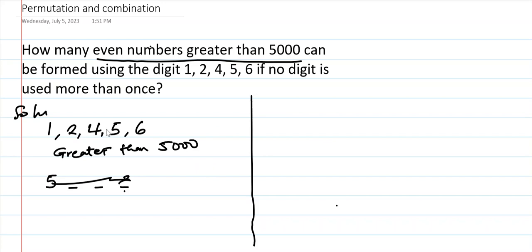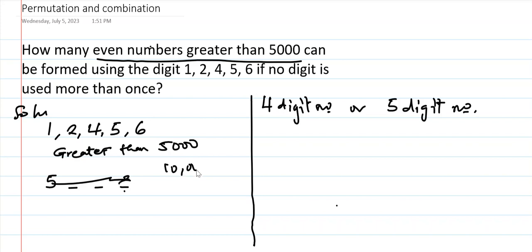We have 1, 2, 3, 4, 5. 5 numbers here. So we can form a 4-digit number, right? 4-digit number or a 5-digit number, because 5,000 is a 4-digit number. But I can also form a number which is what? Because you have how many figures? 1, 2, 3, 4, 5. You can form a number in 10,000s and above, right?